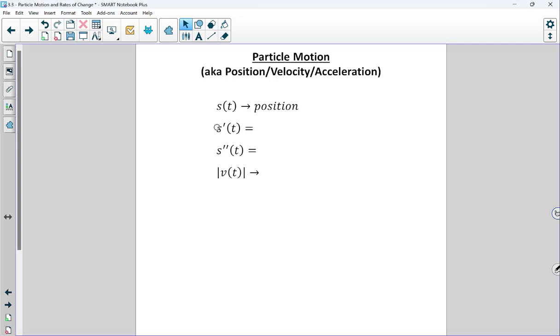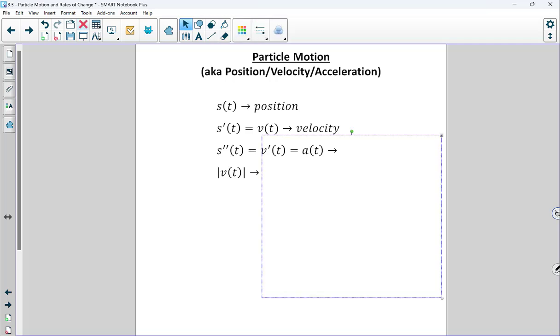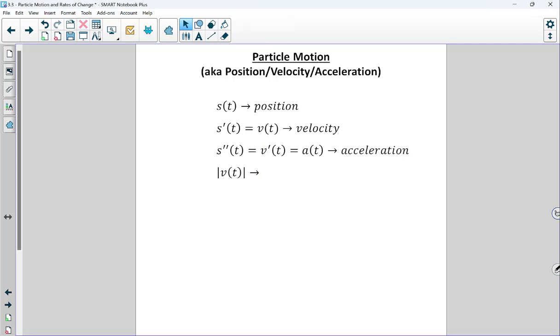Now, the rate of change of position, that's called velocity. Velocity, we do have a standard label for, and that's v of t. Anytime it's velocity, label it v of t. If we take the second derivative of position, which is also known as the first derivative of velocity, the rate of change of velocity is called acceleration. So position, velocity, acceleration. The rate of change of position, how fast is the position changing? That's called velocity.